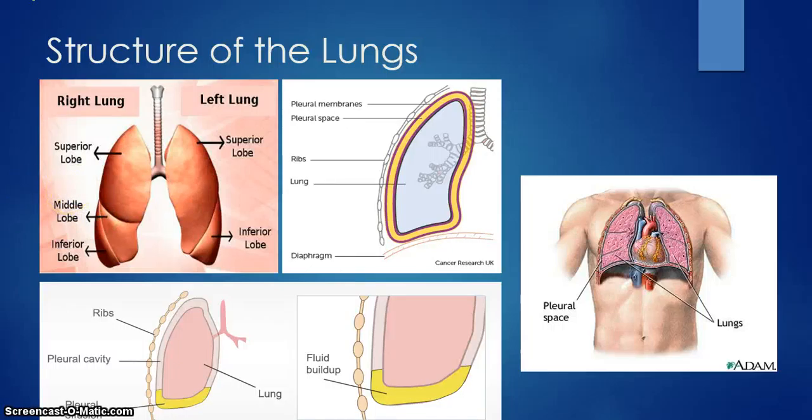The left lung only has 2 lobes. They're the superior and inferior lobes. This is basically to accommodate the heart. So now, go to the pleural membranes.